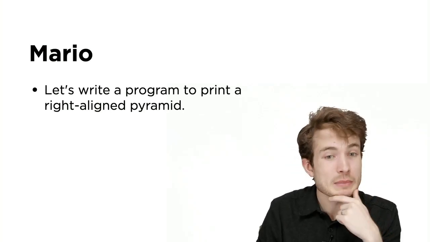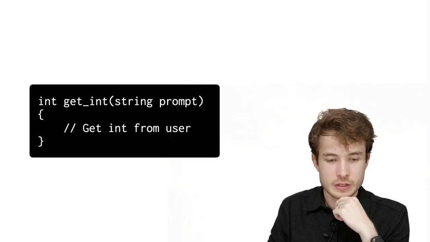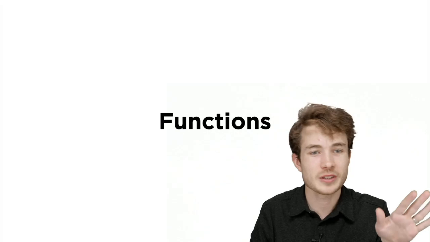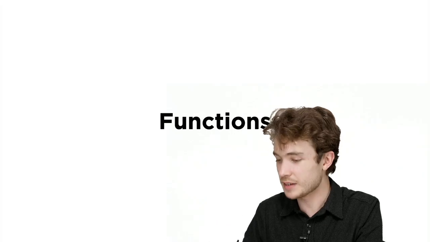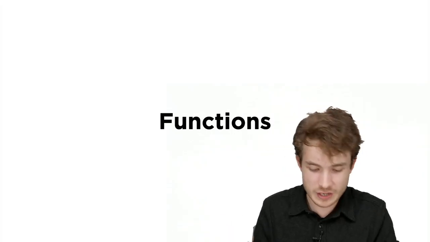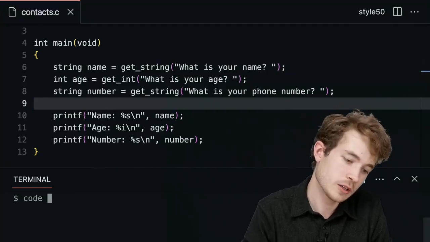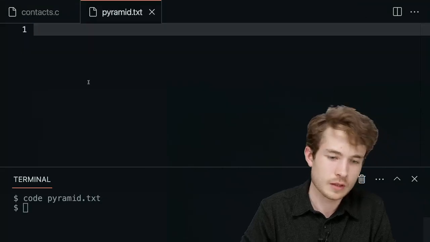So a left-aligned pyramid looks a bit like this. Whoops, sorry, I didn't have those slides in this presentation. That's OK. We will instead talk about functions and what we could do to create a left-aligned pyramid. If you can visualize in your head, let me go to my actual code space over here, what that looks like. I'll say code pyramid.txt, and I'll show you an example.